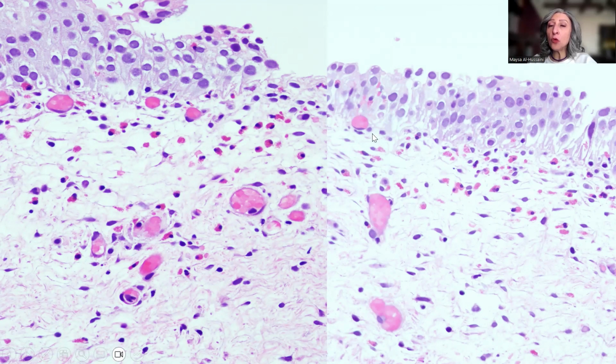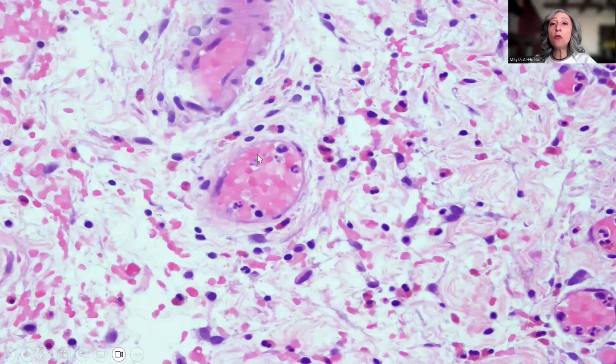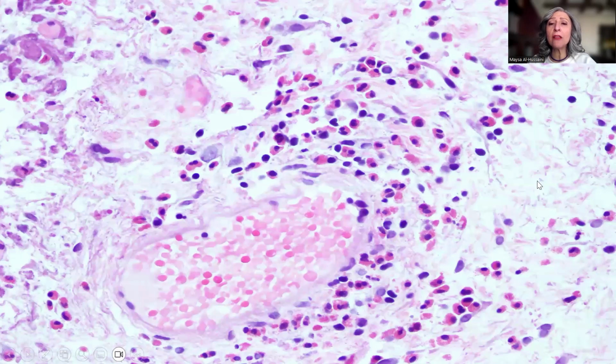But again, if you look at the urothelium itself, it harbors many eosinophils, and if you look at the subepithelial connective tissue, there is edema, congestion of the vessels, and plenty of eosinophils. To zoom in into the subepithelial area, where we have the congested vessels, the edema, extravasated red blood cells, and plenty of eosinophils. Look at this focus.